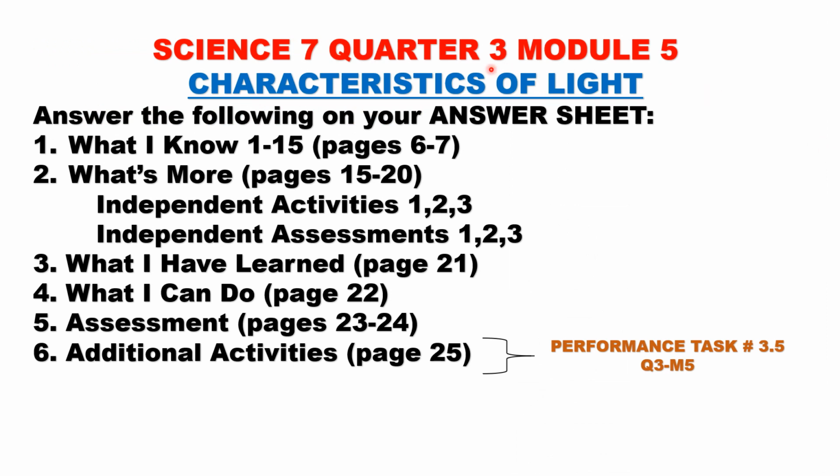So for Science 7, Quarter 3, Module 5, Characteristics of Light, here are the things that you need to have on your answer sheet. So number 1, what I know. Number 2, what's more. Answer independent activities 1, 2, 3, and independent assessments 1, 2, 3. What I have learned, what I can do, assessment, and additional activities. So the additional activities will be your performance task number 3.5.